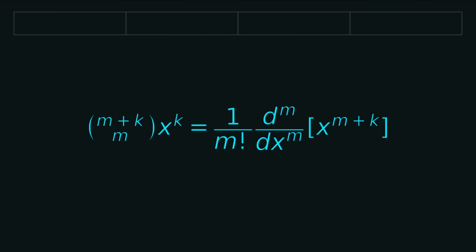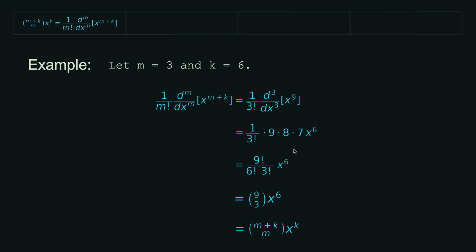So the first result is something that transforms binomial coefficients into derivatives. An example is as follows. If m is 3 and k is 6. I'm going to do the example in the opposite order. I'm going to start with the right hand side here, and I'm going to get to the left hand side. It's easier to do it this way.